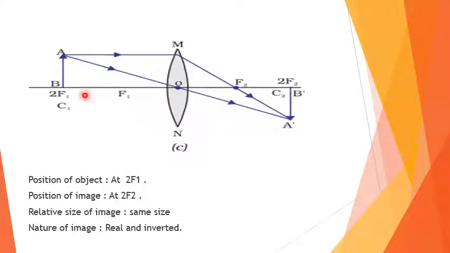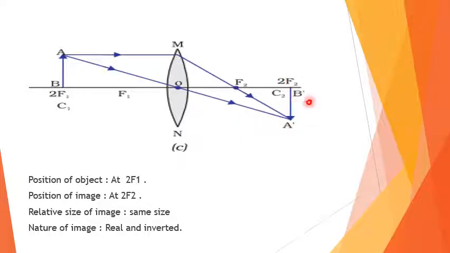Next is, before this it was beyond 2F1. Now we bring it closer to the lens, that is at 2F1. Here one ray parallel to the principal axis, after refraction passes through the focus, you can see that first ray. Second ray passes through the optical center. Wherever they meet, A dash B dash, we get the image. And where is it? It is at 2F2.